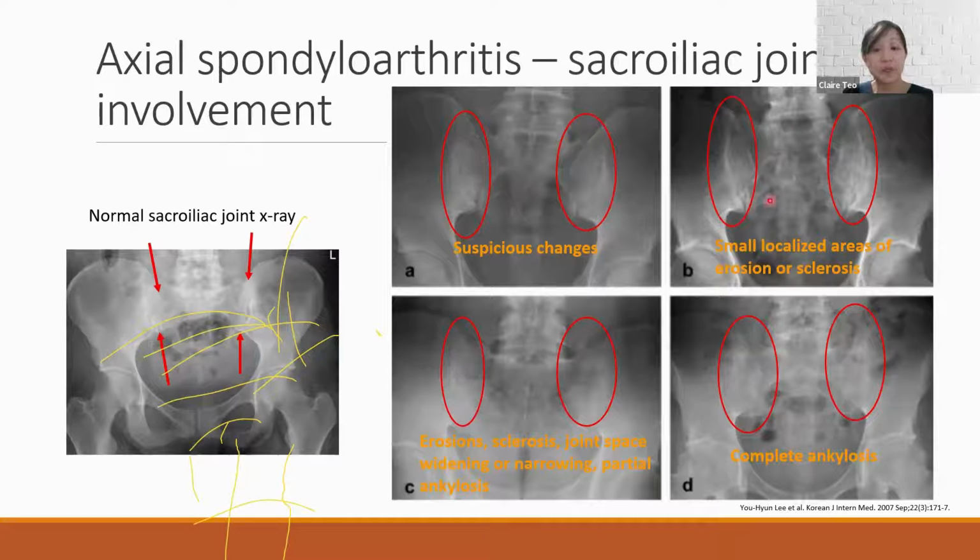Figure B shows very minimal abnormality along with small areas of erosions or sclerosis, but there's no change in the width of the joint. The next figure shows erosions and sclerosis again with joint space narrowing, so you don't see the space as well as you see in this one. Some parts of the joint are ankylosed, where they are fused together. And in figure D, there's a complete ankylosis of the sacroiliac joints. There's no space at all that we can see.